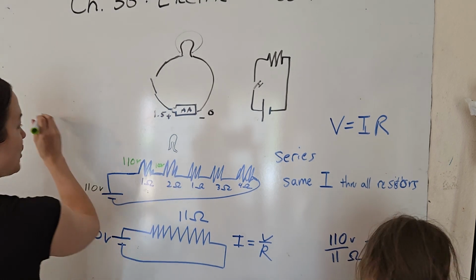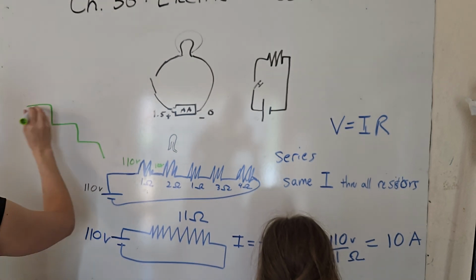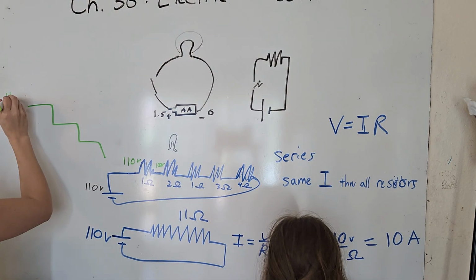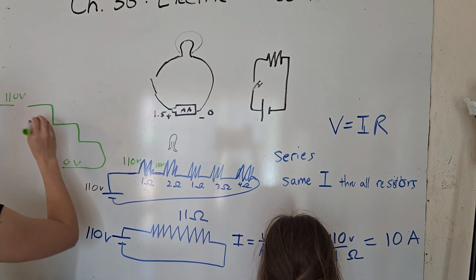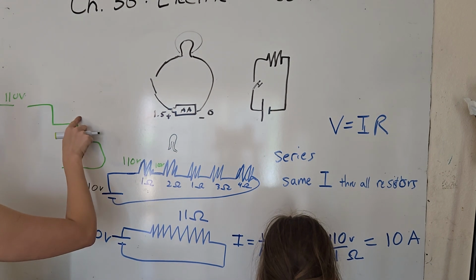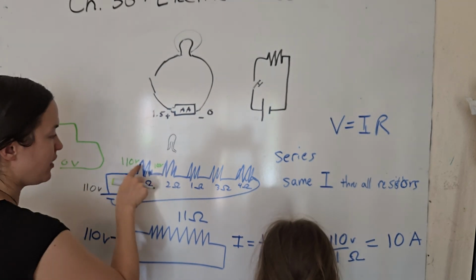We can think about this as a waterfall. Each of these drops. The voltage starts up here at 110 volts, and by the time you get to the bottom of the circuit, it's down at 0 volts. Each of these resistors is like a drop in the voltage. You can think of it as a waterfall with drops down it. So now it's dropped to 100 volts.